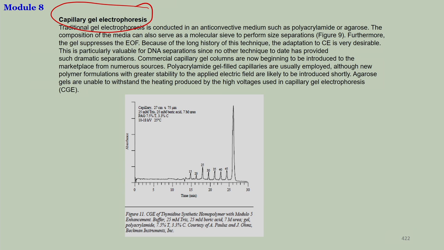Here you can see, using gel electrophoresis, you can separate a synthetic thymidine homopolymer, a polymer of only thymine. This is 15 mer length, 20 mer length, 25 mer length, 30 mer length, and so on. So very small differences in DNA length can be separated very nicely using capillary gel electrophoresis.